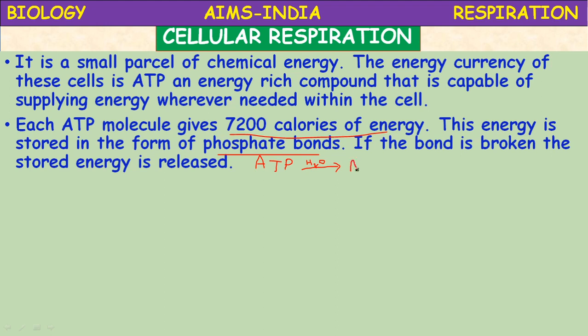It breaks into ADP, adenosine diphosphate, plus inorganic phosphate. IP means inorganic phosphate. So this inorganic phosphate contains huge energy. That is, when one ATP molecule breaks, 7200 calories of energy is produced. So during this process, 7.2 kilocalories or 7200 calories of energy is produced.